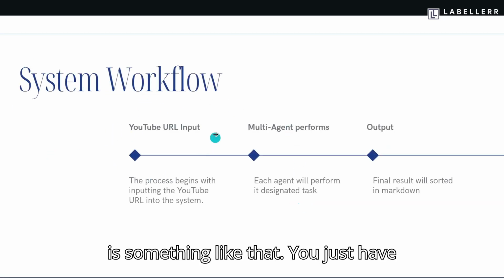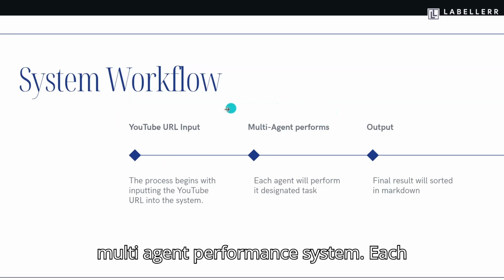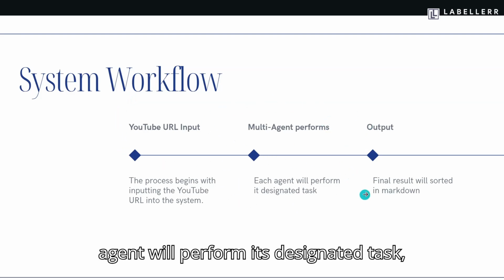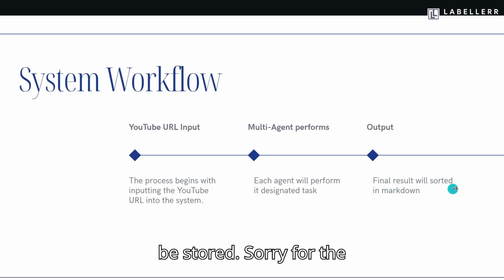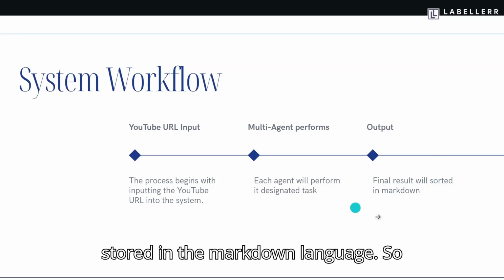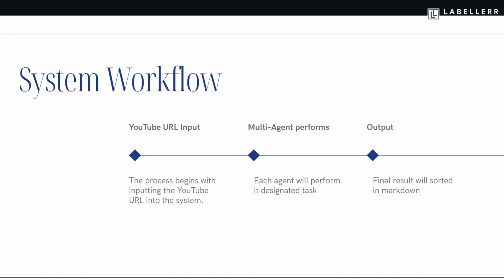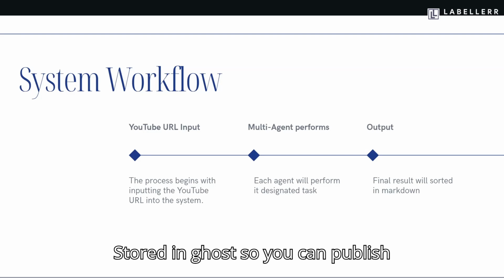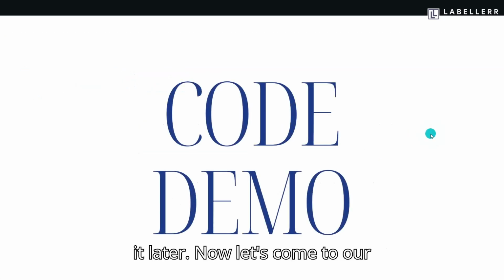So how does it work? The system workflow is something like this. You just have to provide a YouTube URL, then the multi-agent system performs its work. Each agent will perform its designated task. Then the final output will be stored in Markdown language. So there you can copy paste or store it in a host, so you can publish it later. Now let's come to our code demo.